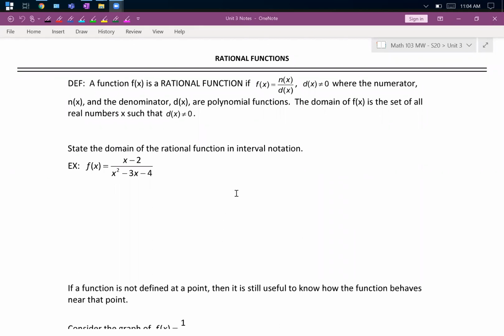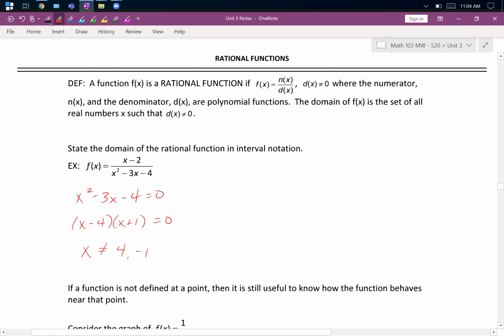We've been doing this for a long time, so it's nothing new. We know our domain's all real numbers unless we have a variable in the denominator of a fraction or under an even index radical, and we have the situation where we have a variable in the denominator. So we're going to set that denominator equal to 0, solve, and exclude. It factors nicely into x minus 4 and x plus 1. We get that x cannot be equal to 4 or negative 1.